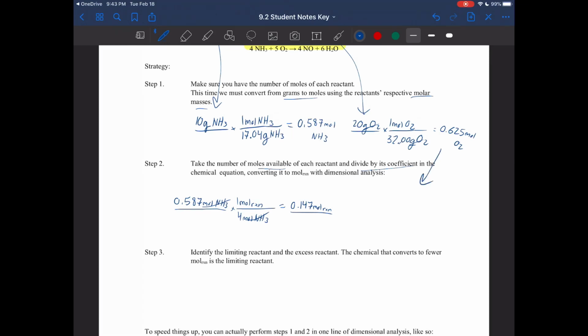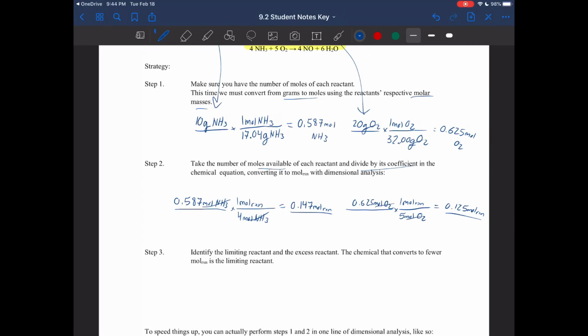Okay, now let's look at O2. Starting with 0.625 moles of O2, it looks like our coefficient here is 5. So we say in every 1 mole of reaction, we have 5 moles of O2. All right, so 0.625 divided by 5 looks like that is 0.125 moles of reaction that happen due to our O2.